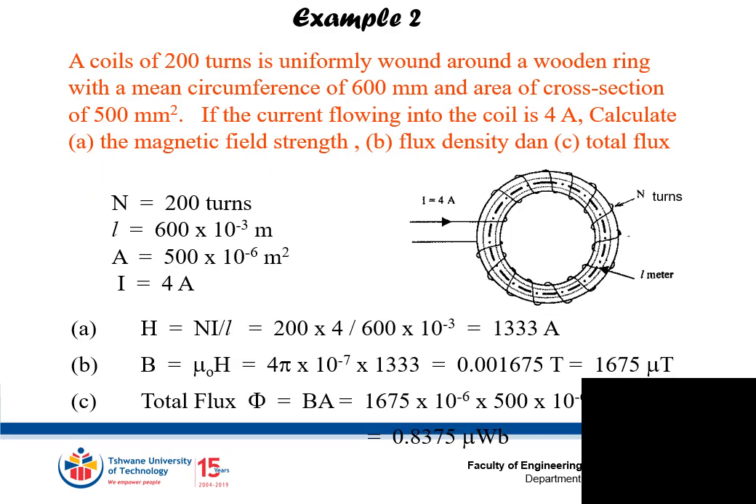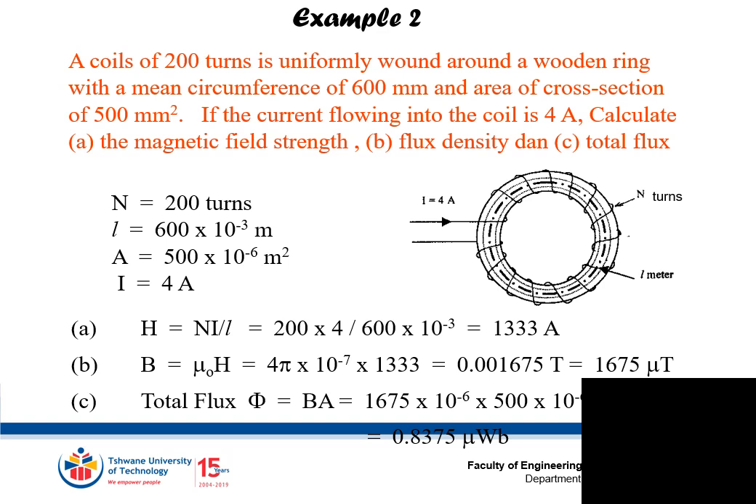Okay, example 2. A coil of 200 turns is uniformly wound around a wooden ring with a mean circumference of 600 millimeters and an area of cross section of 500 square millimeters. If the current flowing into the coil is 4 amperes, calculate number 1, the magnetic field strength, 2, the flux density, 3, the total flux.